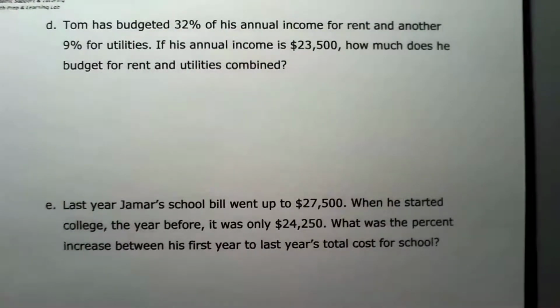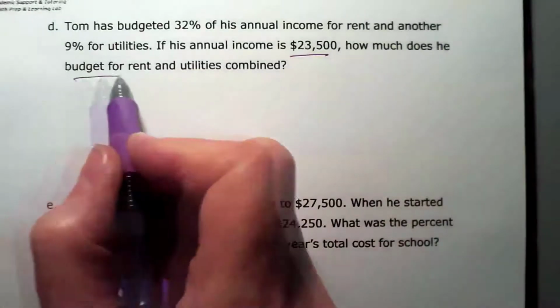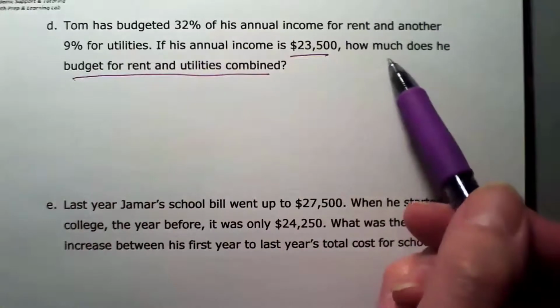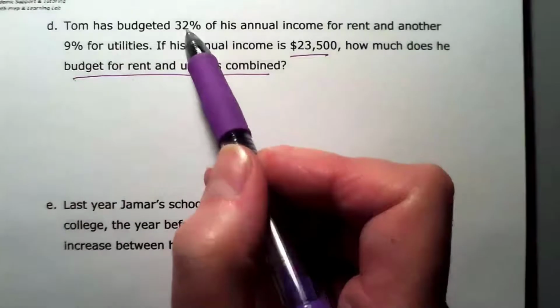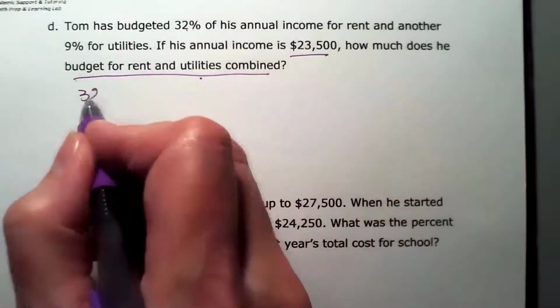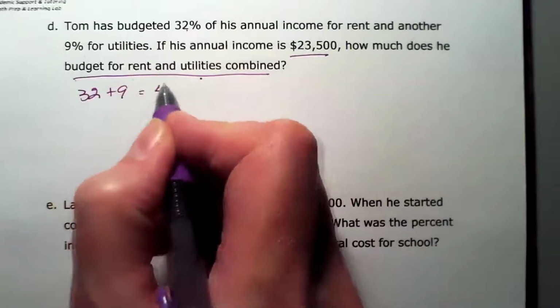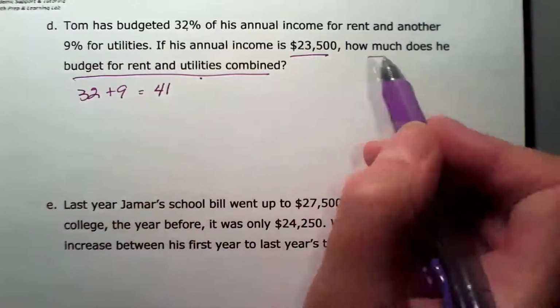Okay. This one says Tom has budgeted 32% of his annual income for rent and another 9% for utilities. If his annual income is $23,500, how much does he budget for rent and utilities combined? So here the answer is asking for an amount that is combining both rent and utilities. So I'm going to have to add the 32% and the 9% together. So I get 32 and 9 is 41. So it's 41%.